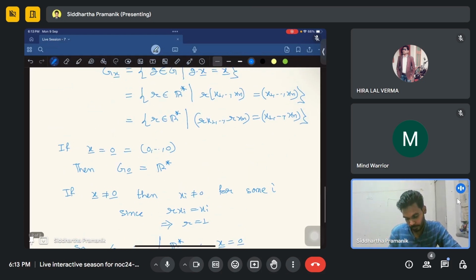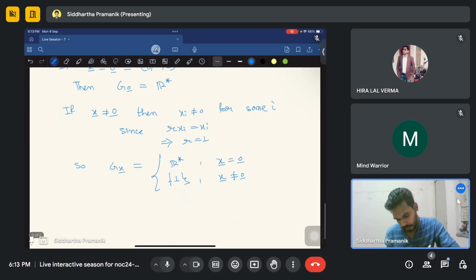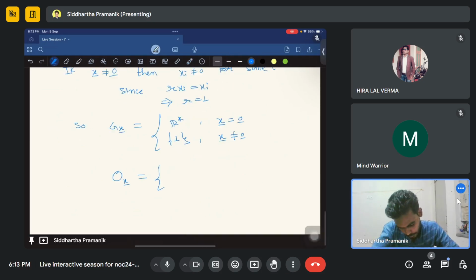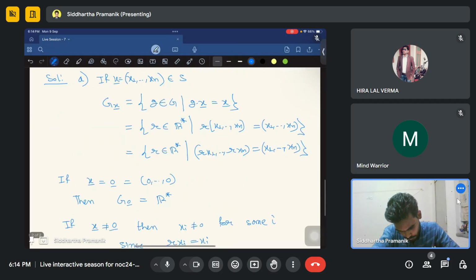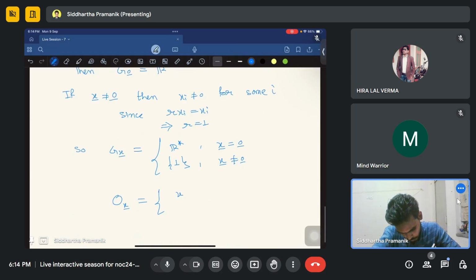And if you remember, in case of orbits, the orbit of x bar is just the multiples of x bar.